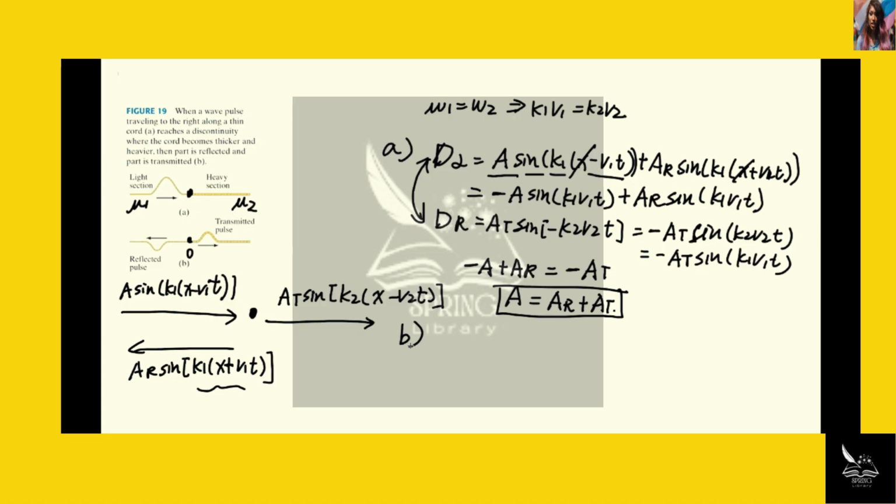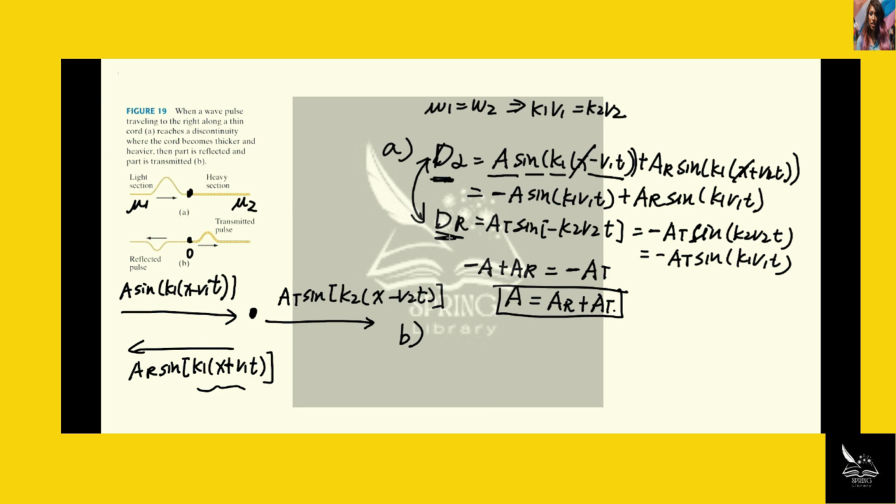Let's look at part B. Part B says, assume that the slope of the chord just to the left is the same as the slope just to the right. Show that the amplitude satisfies another relationship. So it asks us to express the amplitude of the reflected wave in terms of the initial wave. Previously we found the displacement and matched them. Now we're going to do the same thing, except that we are trying to match the derivative.